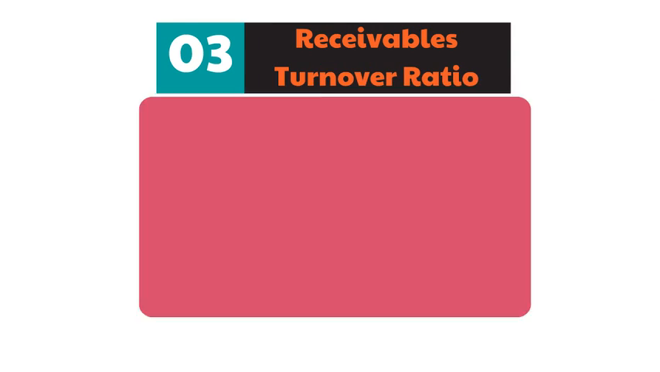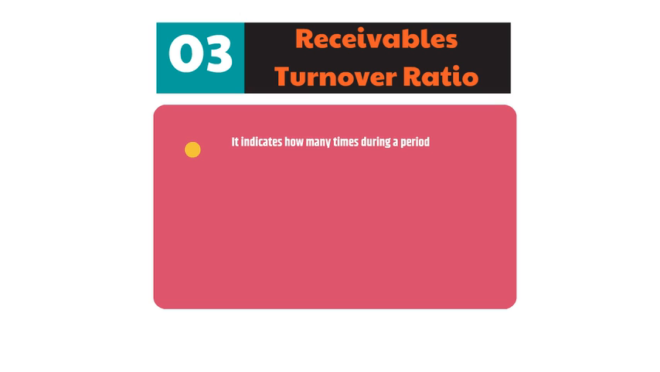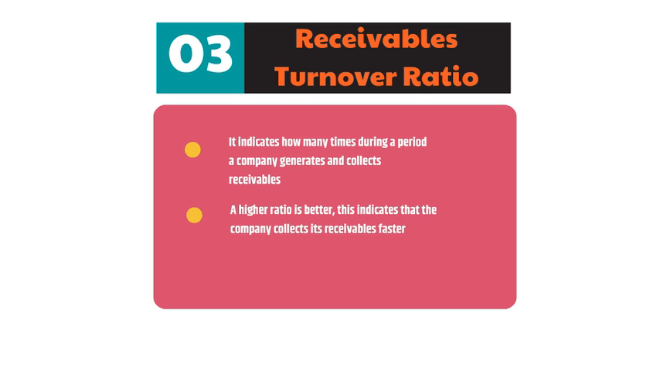Next is receivables turnover ratio. It indicates how many times during a period a company generates and collects receivables. Generally, a higher ratio is better, and the formula is credit sales over average receivables.